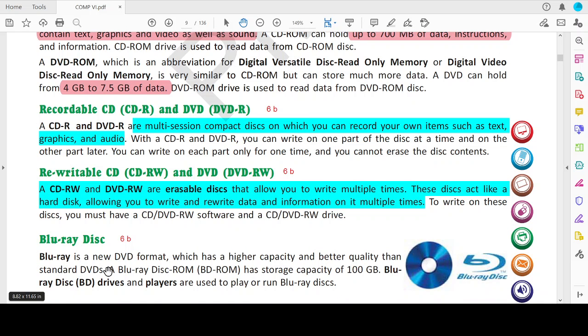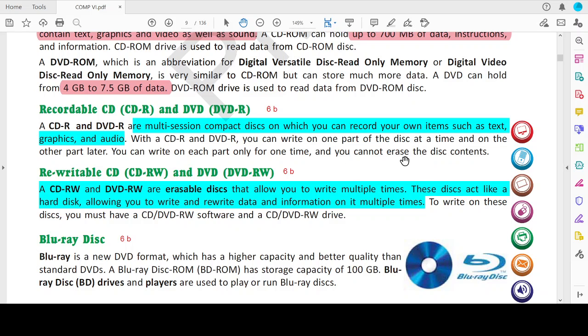Next is recordable CD and DVD. CD-R and DVD-R are multi-session compact discs on which you can record your own items such as text, graphics, and audio. With CD-R and DVD-R, you can write one part of the disc at one time and another part later, and you can write on each part only one time. You cannot erase the disk contents.